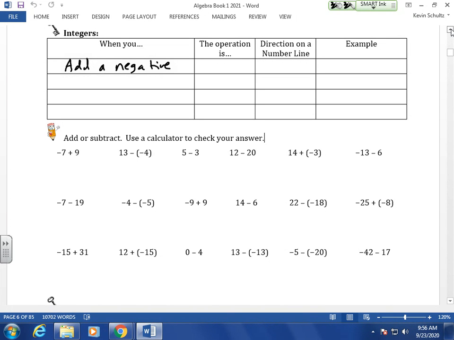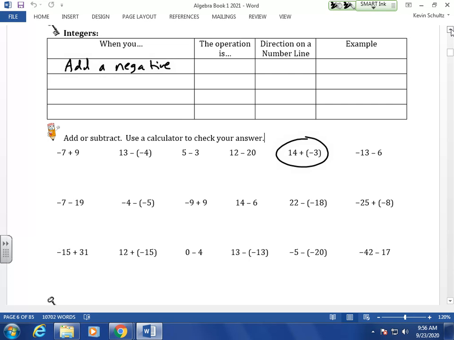14 plus negative 3 is an example of adding a negative number. What's another example that you see here? Adding a negative. Negative 7 plus 9. Negative 7 plus 9 is not adding a negative, and we'll talk about why that is. Because, I mean, it looks like it should be, right? You see the negative, you see the positive sign there, but it's not actually a case of adding a negative number. We'll talk about why.